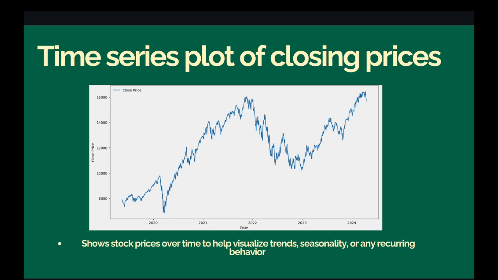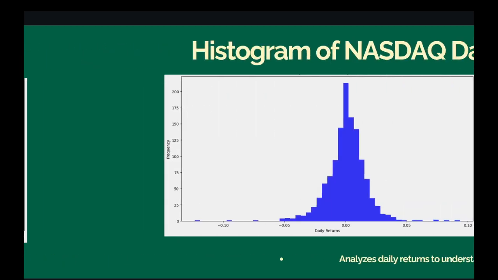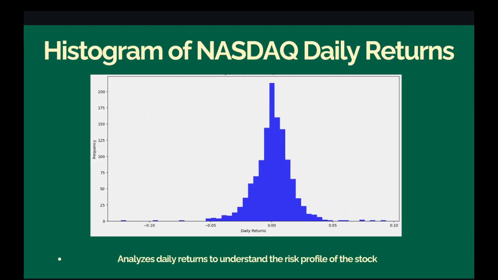This is a rolling standard deviation graph, and the rolling standard deviation is a measure of how much prices deviate from the average price over the past 20 days. This provides a dynamic measure of volatility. We also had a histogram, and the histogram suggests a moderately volatile market with returns clustered around zero. This indicated significant daily gains or losses were not exceedingly common.